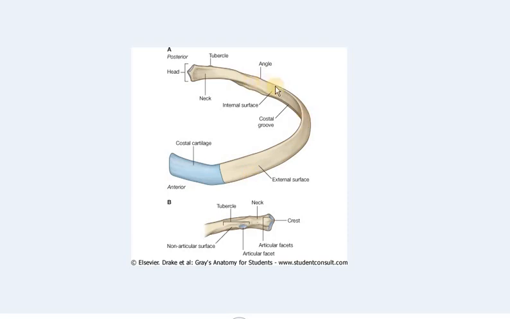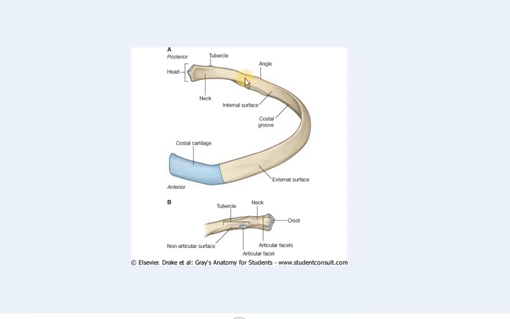You can see that the shaft is not straight. The shaft of the ribs is not straight, but curved, and the point where there is a curve in the shaft of the rib is called the angle, and this angle usually lies approximately 4 to 5 centimeter lateral to the tubercle.